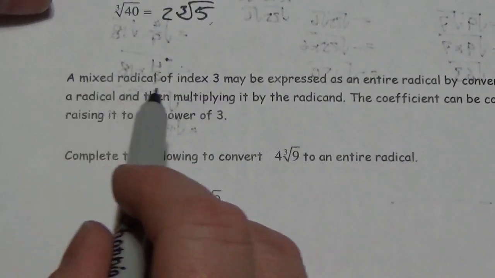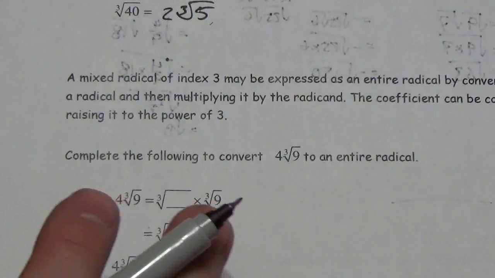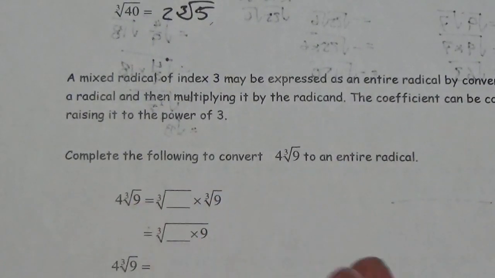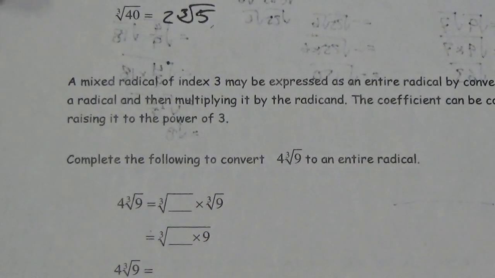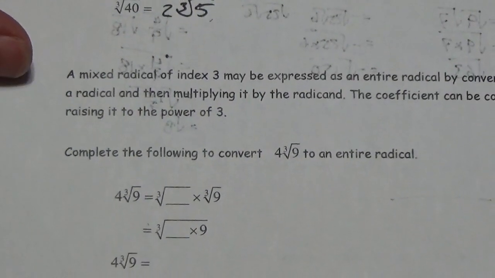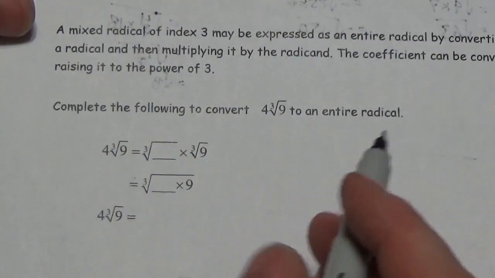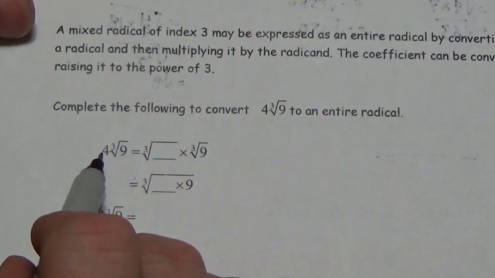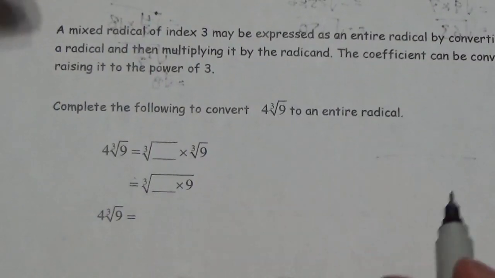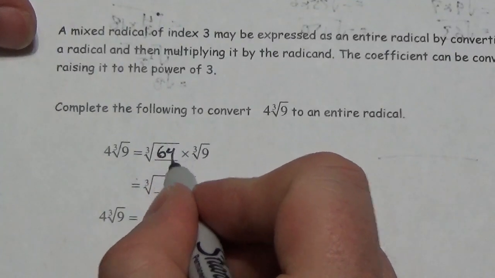And now finally here, a mixed radical of index 3 may be expressed as an entire radical by converting the coefficient into a radical and then multiplying by the radicand. So simply going backwards again. But this time what we're going to do is we're going to cube the number to get it in there. So for example, complete the following to convert this into an entire radical. Well, I want to get 4 under a cube root. I got to cube it. So 4 cubed is going to become 64.